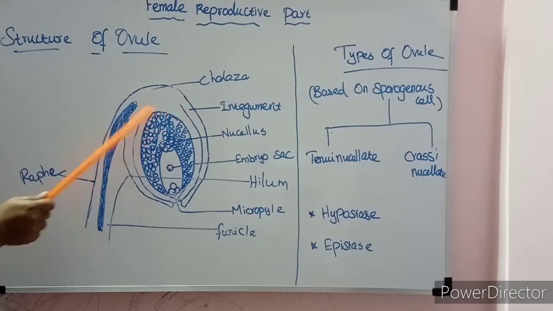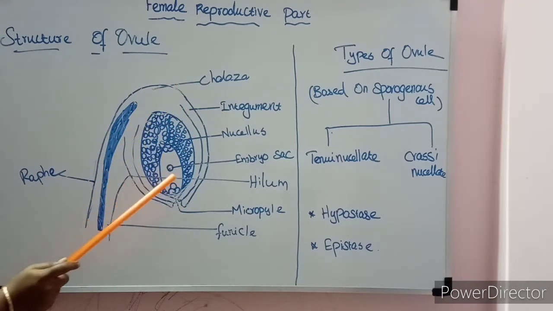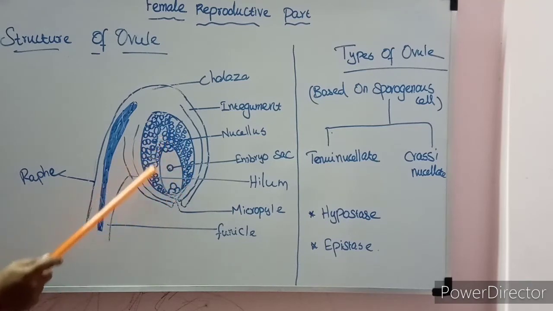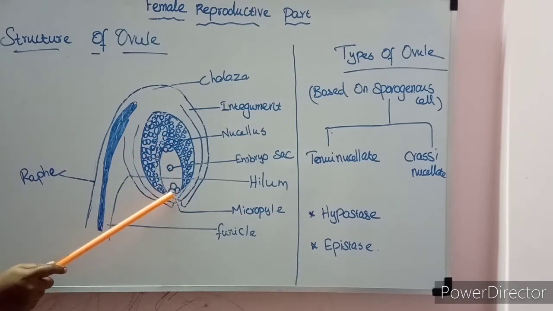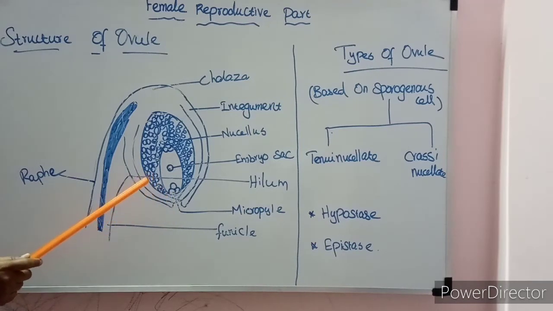So inside that there is a large oval shaped sac like structure. Inside the nucellus, towards the micropylar end, there is an embryo sac. So this embryo sac is called a female gametophyte. Inside this female gametophyte, the megaspore will form within the nucellus.